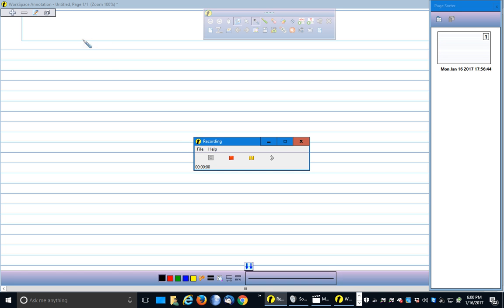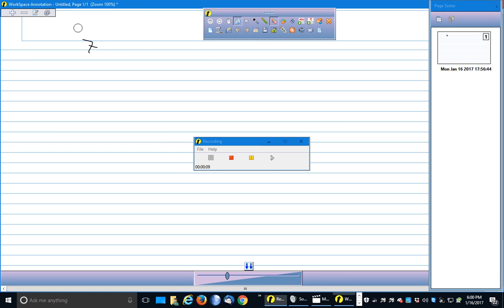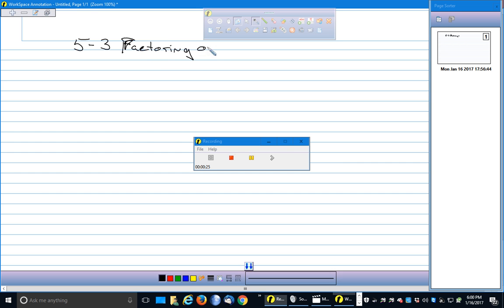This is section 5-3. Okay, and this is factoring out the GCF from an algebraic expression, and GCF stands for greatest common factor, and I think you've done this before.